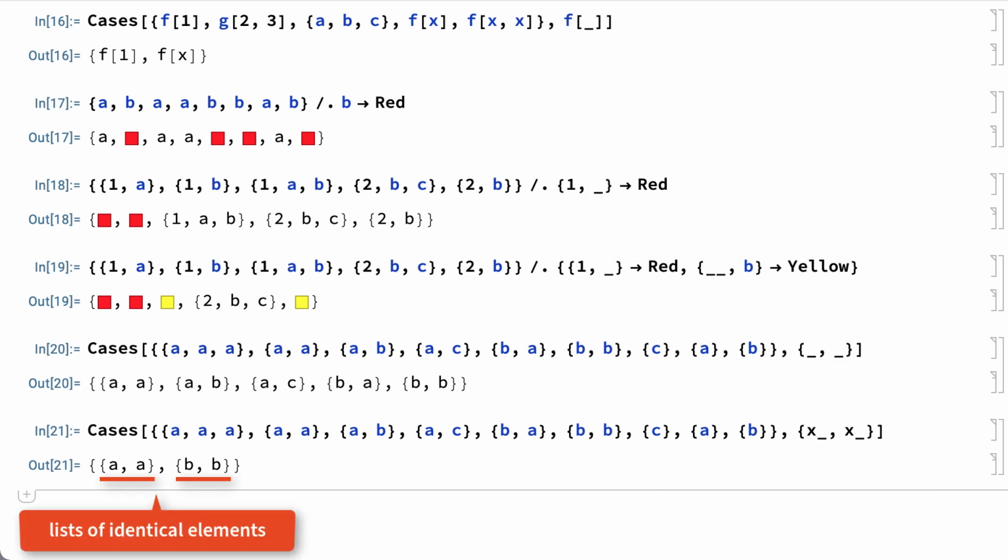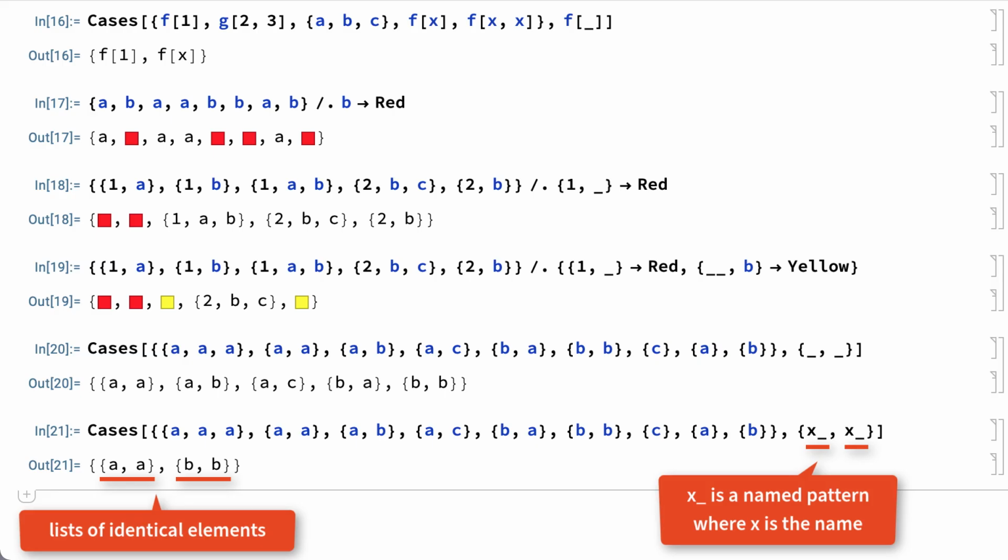X blank is an example of a named pattern where X is the name of the pattern. The pattern X blank still matches anything, but if a pattern with the same name occurs elsewhere in the pattern, all of the X blank patterns have to match the same thing, which in this example has the effect of causing the pattern to match only when the elements of the list are the same.